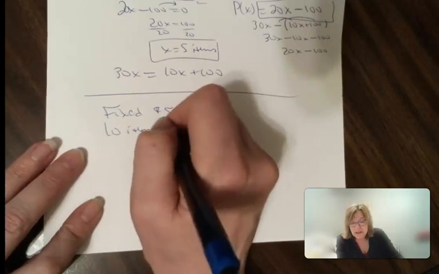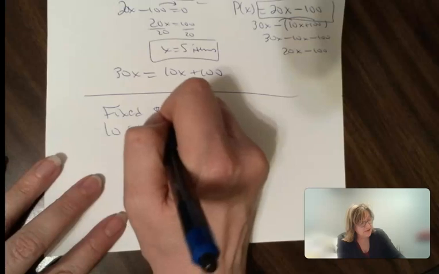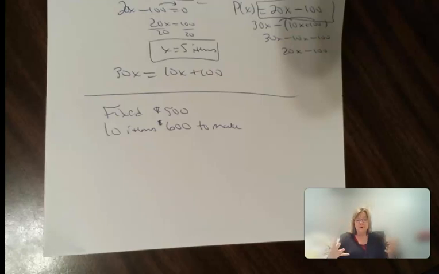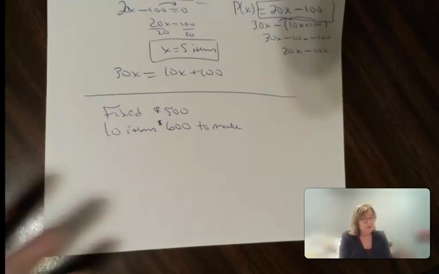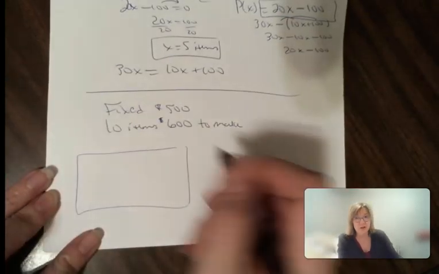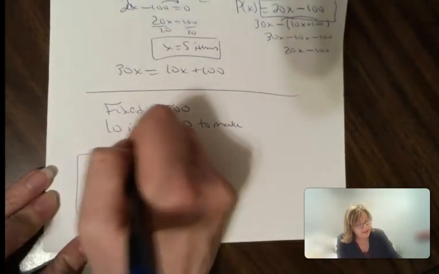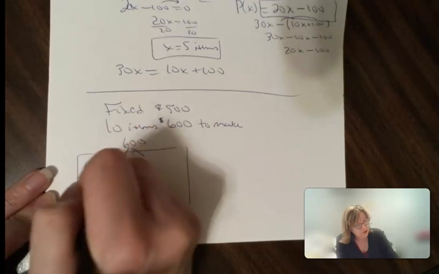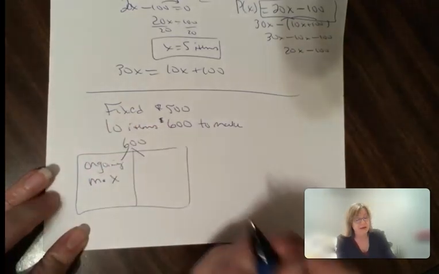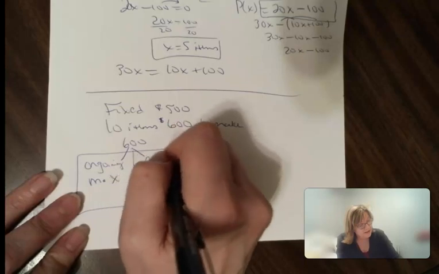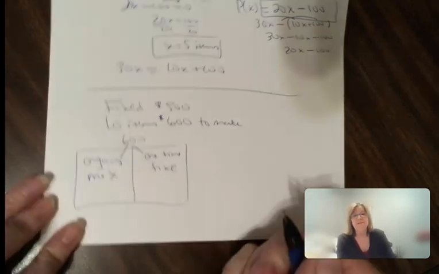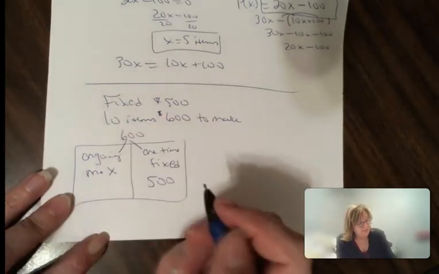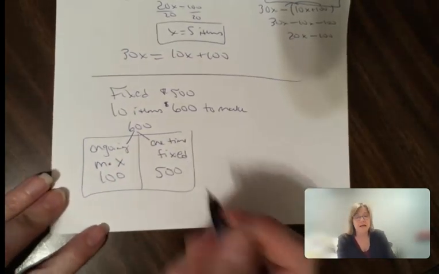All right, say that your fixed cost is $500 and say 10 items cost $600 to make. Okay, and I want a formula for cost. So if you look at this, remember you can either be the chart person where you take the total cost, $600, you split it into the ongoing, which is your marginal cost times X, the number of items, and the one-time expense, which is your fixed. So I know this time my fixed is 500. So if I subtract from 600, I know the other part is 100.